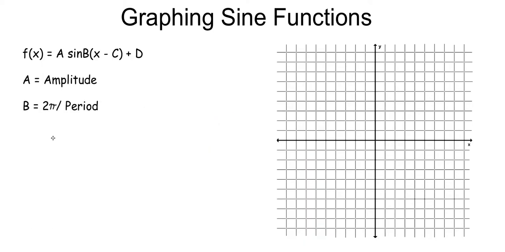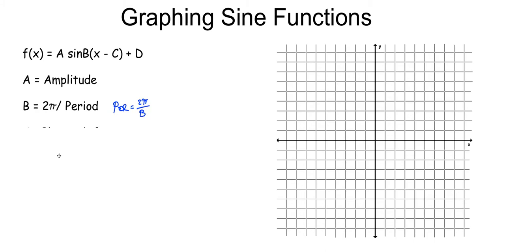b is going to help us find the period. What the period means is how long it takes us to repeat. Normally the sine function has a period of 2 pi. b is going to be 2 pi divided by the period. So the other way we can find the period is to say that the period is equal to 2 pi over b. That's going to be an important piece when we go to graph these functions a little bit later.